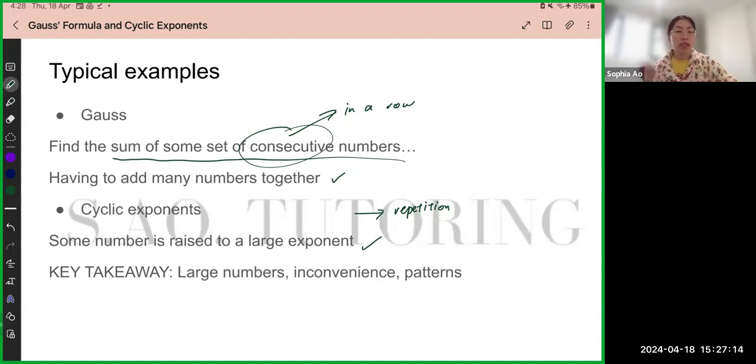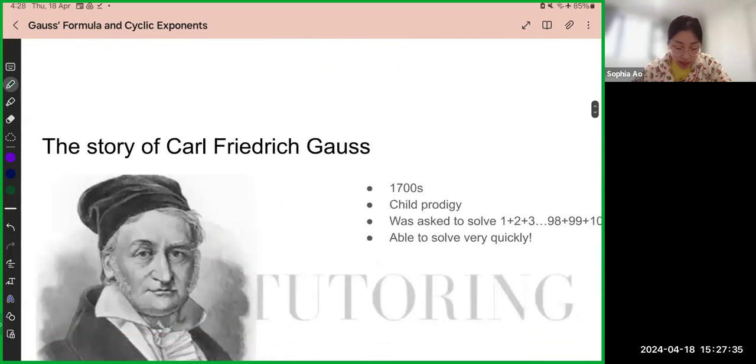So key takeaway, you see large numbers, you see something that's going to pose a lot of inconvenience to you, you see some sort of pattern, it could be one of these two things, okay? So we really want to be able to spot it first, okay? It's very good to know how to use these things, but we have to know when to use them as well. So that's why I'm just starting with typical examples. Let's move on from here.